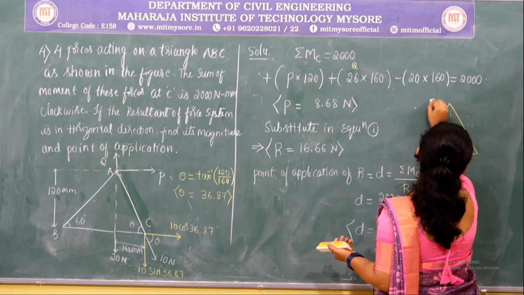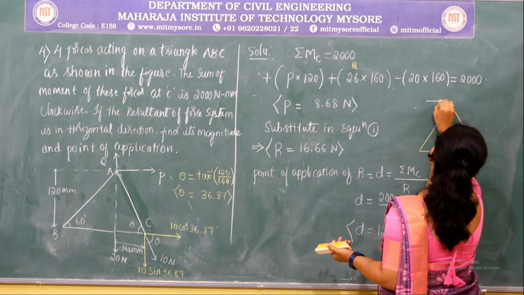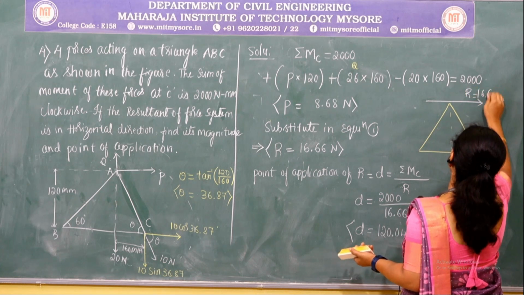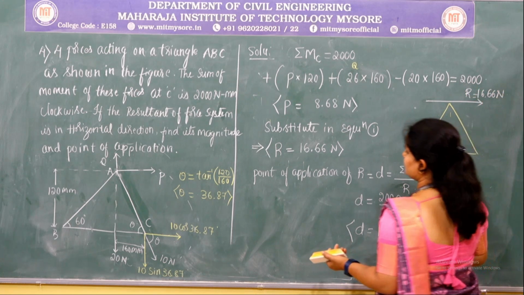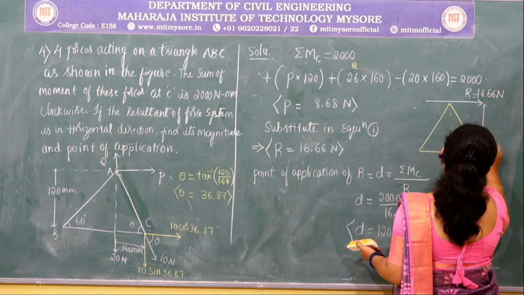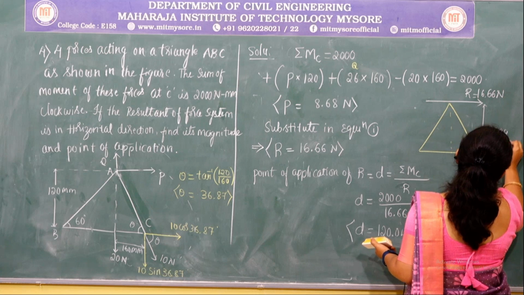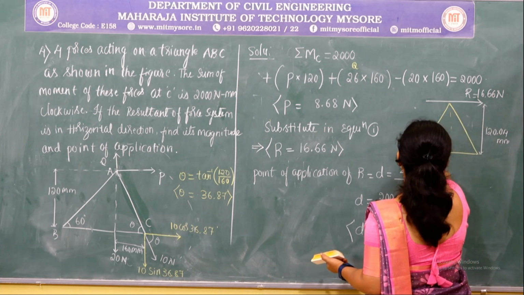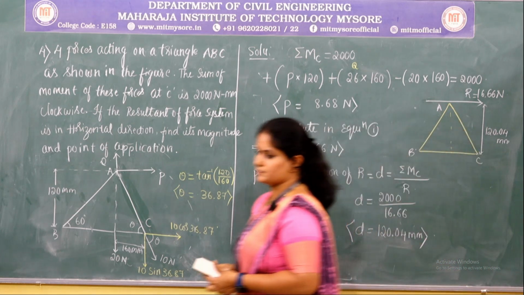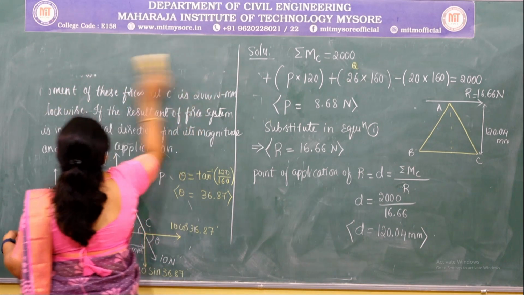So to represent this, we already got the resultant value, which is acting in the horizontal direction, with a magnitude of 16.66 Newton, and with respect to point C, it is acting at a distance of 120.04 mm. So now let us consider the next problem.